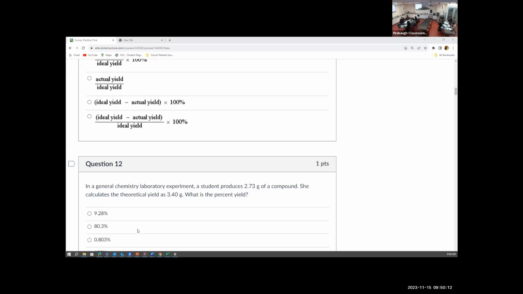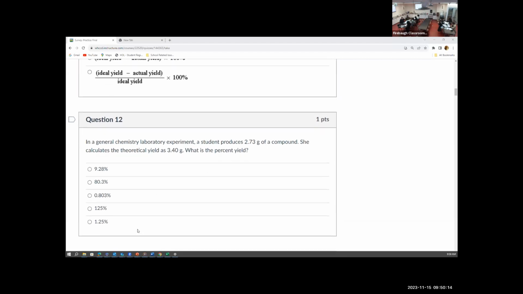Okay, now you know the definition of percent yield. It says, in a general chemistry laboratory experiment, a student produces 2.73 grams of a compound. She calculates the theoretical yield as 3.4 grams. What is the percent yield?